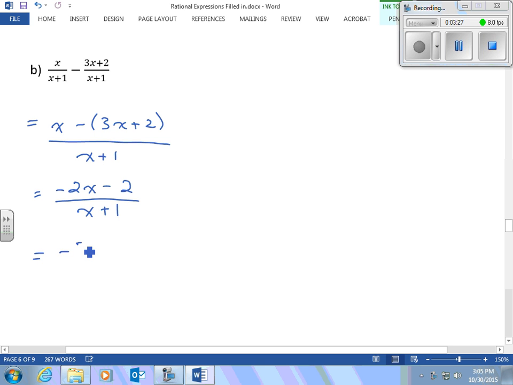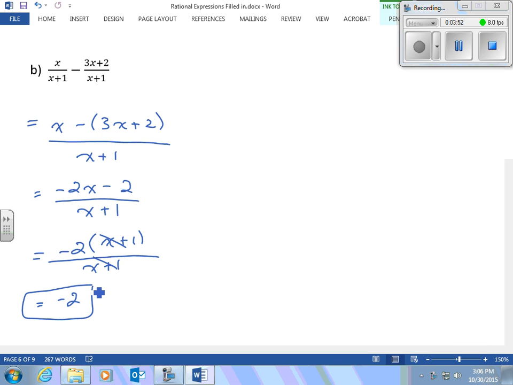So what if I common factor a negative 2 out of the numerator? I'll have negative 2 times x plus 1 all over x plus 1. So notice that those x plus 1's now simplify, and we're left with negative 2. So this whole expression is negative 2.